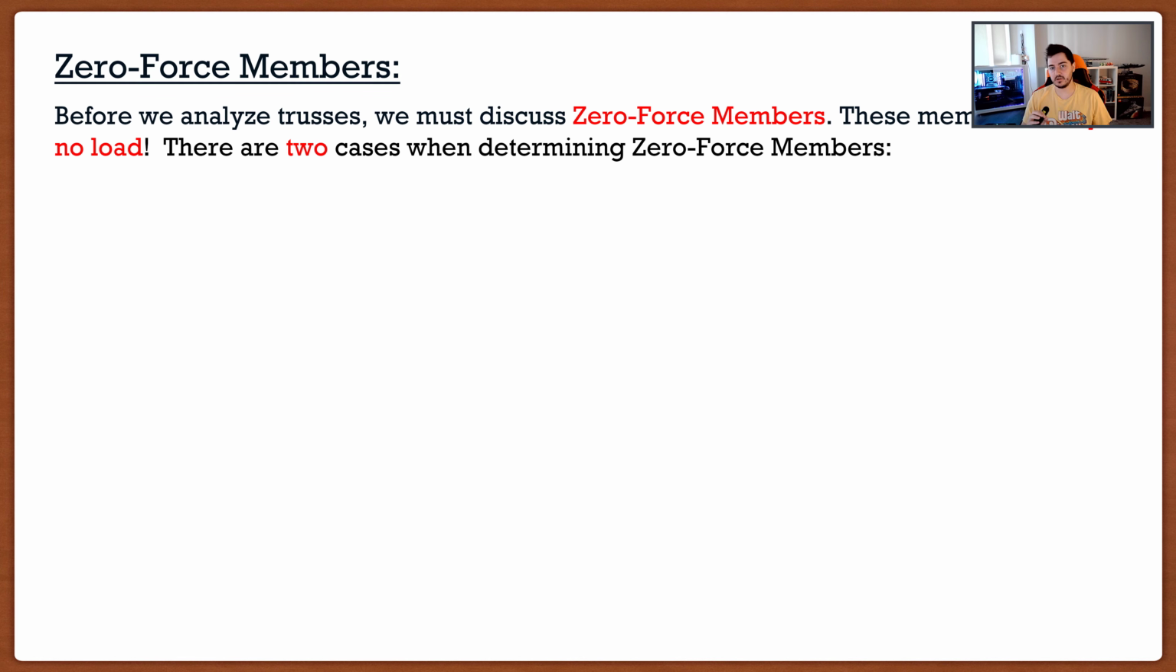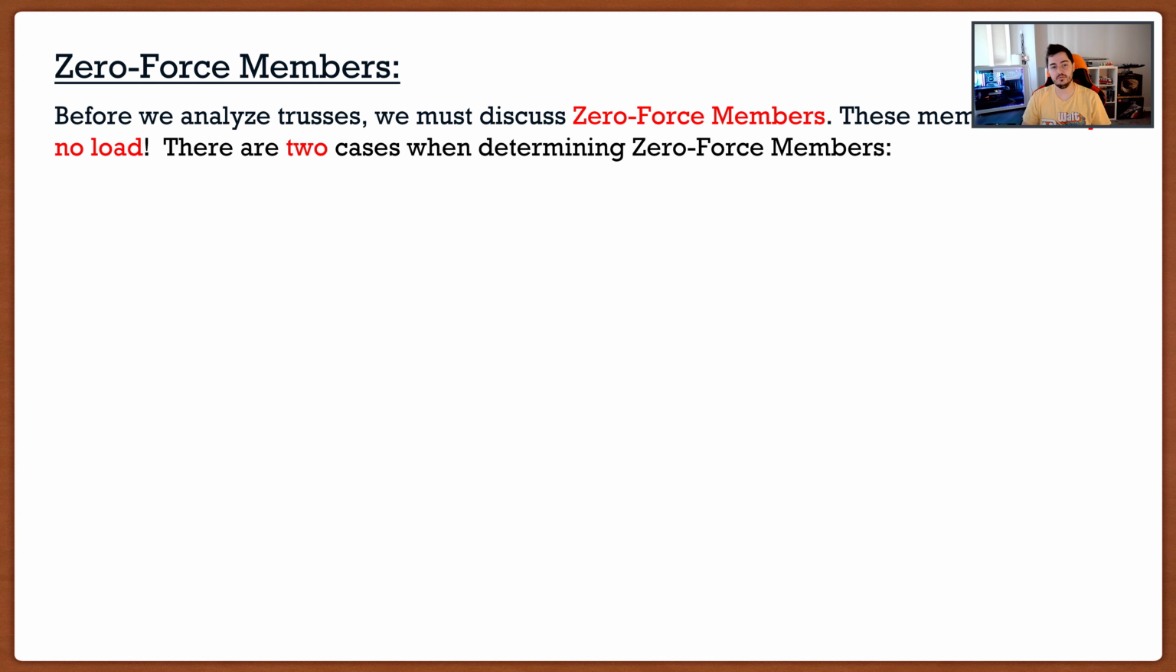Now this is the secret to all truss questions in the exams. No matter what university, this is going to be the secret right here, because zero force members allow us to take very complex looking trusses and simplify them, because there are two relationships that we can use to determine if a member in a truss is zero force, or basically it carries no load.